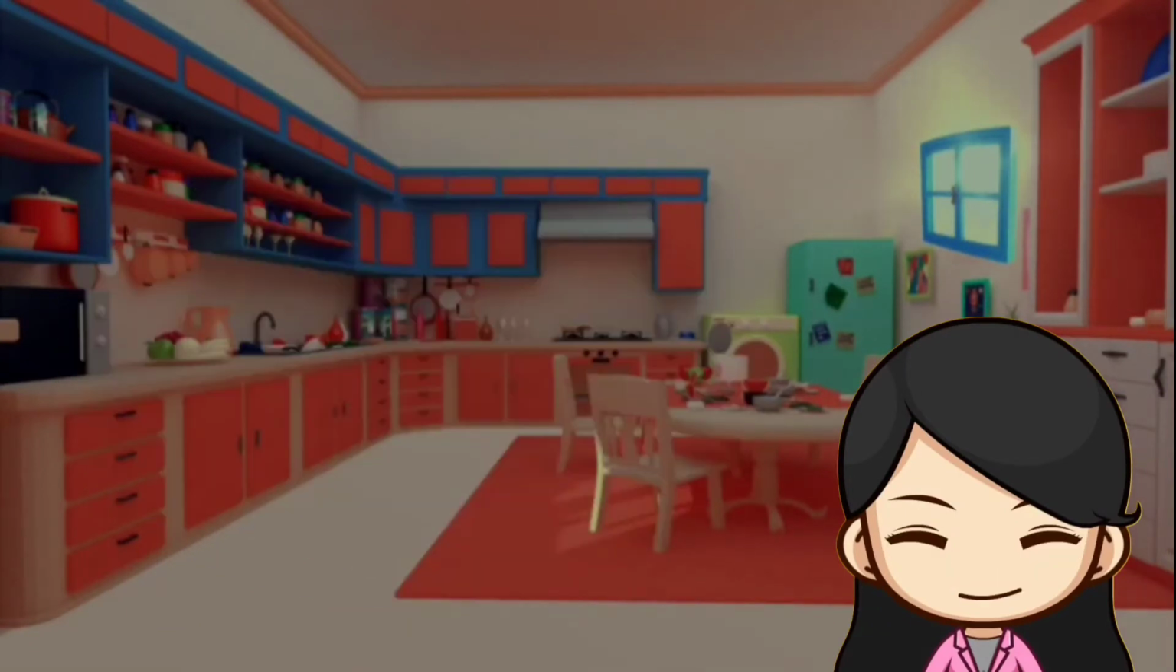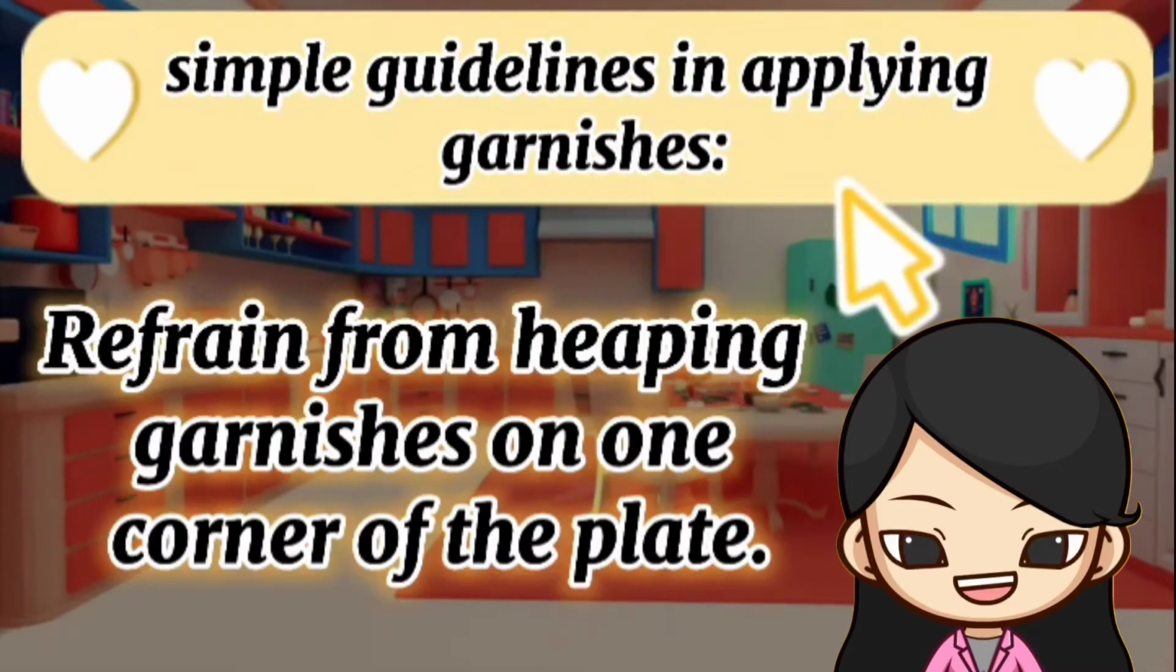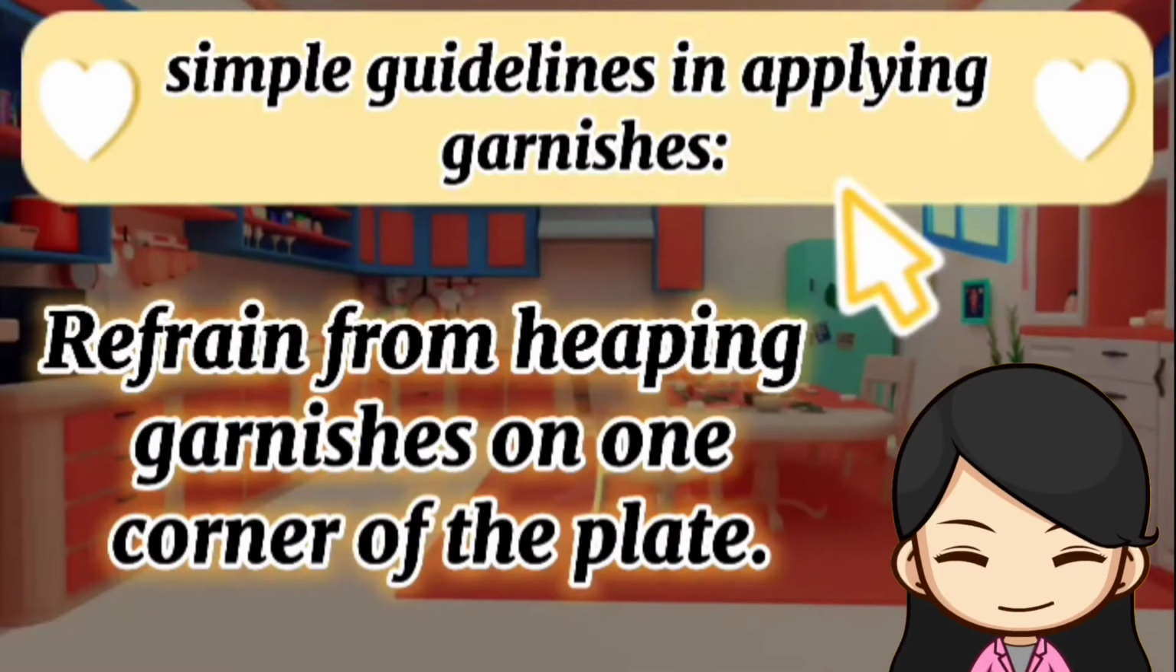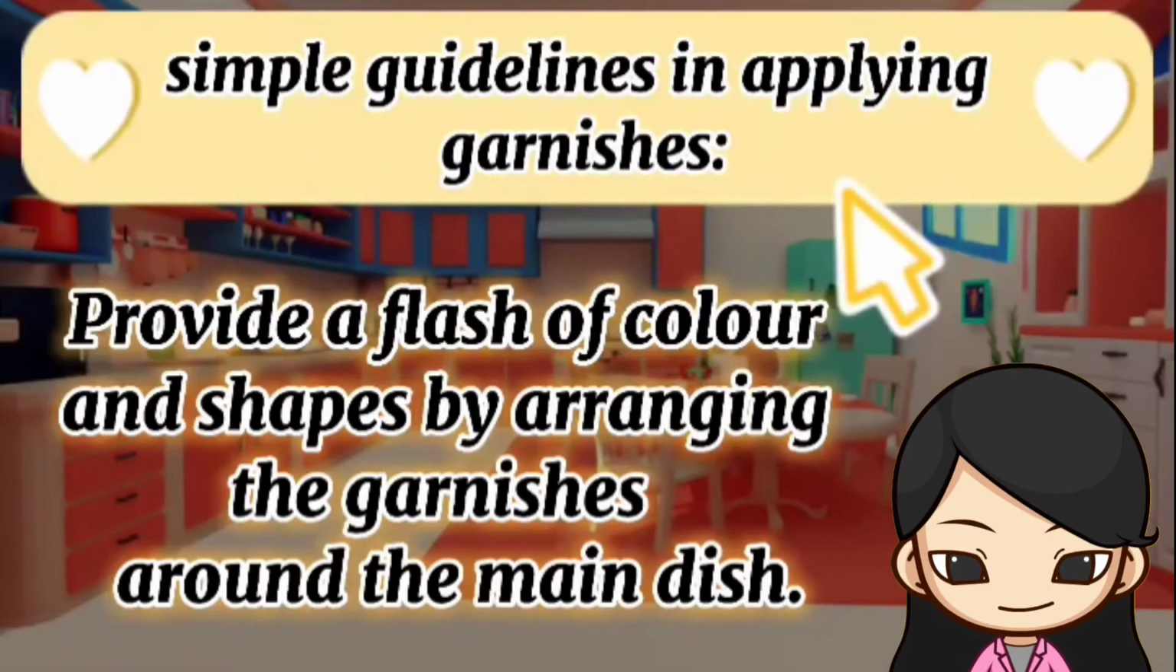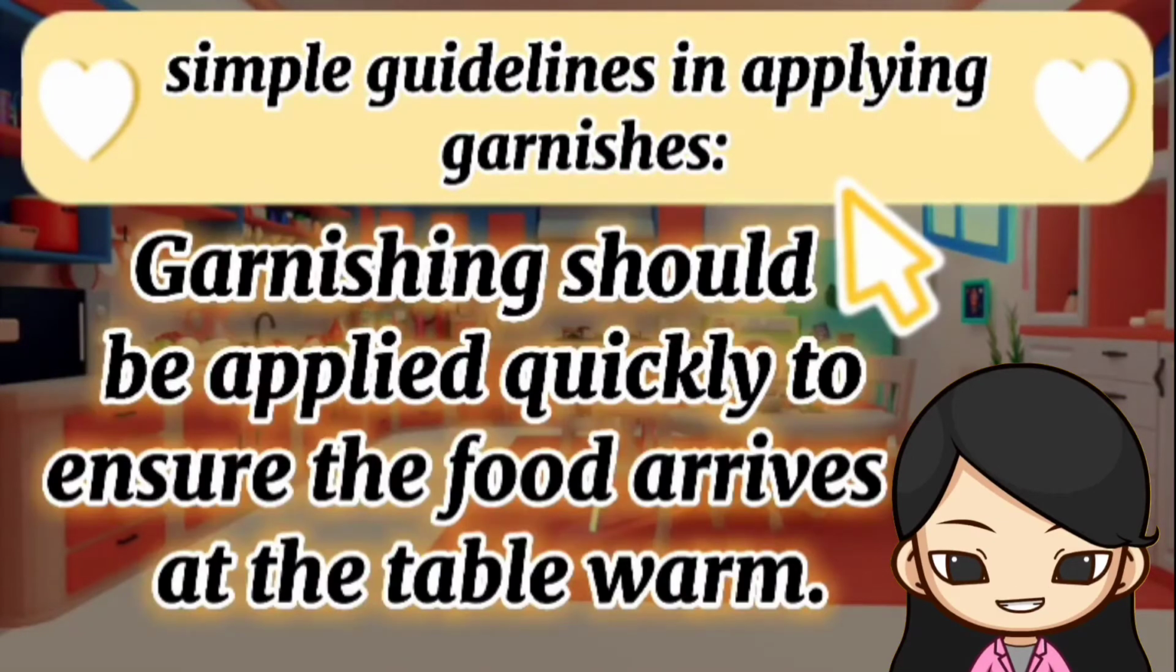Okay, so here are some simple guidelines in applying garnishes. Refrain from heaping garnishes on one corner of the plate. Second, provide a flash of color and shapes by arranging the garnishes around the main dish. The third one, garnishes should always be edible. You should avoid using parsley, flowers, lemons, lemon twist, cinnamon sticks, or raw herbs. Lastly, garnishing should be applied quickly to ensure the food arrives.